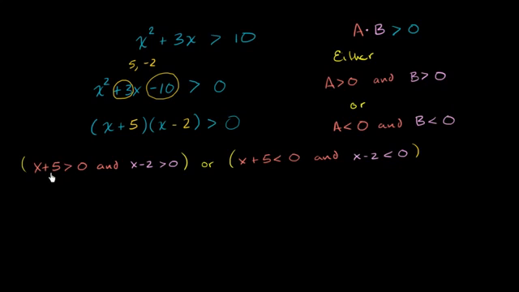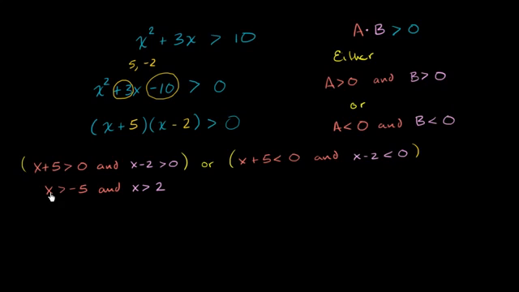So let's look at this. Either they're both positive. So if both of these expressions are positive, what do we know about x? Well, if you subtract 5 from both sides of this inequality, you get x is greater than negative 5. And if you add 2 to both sides of that inequality, you're going to get x is greater than 2. So if x is greater than negative 5 and x is greater than 2, what do we know about x? Well, any x that's greater than 2 is going to be greater than negative 5. So we could just simplify this right over here to saying that x is greater than 2.